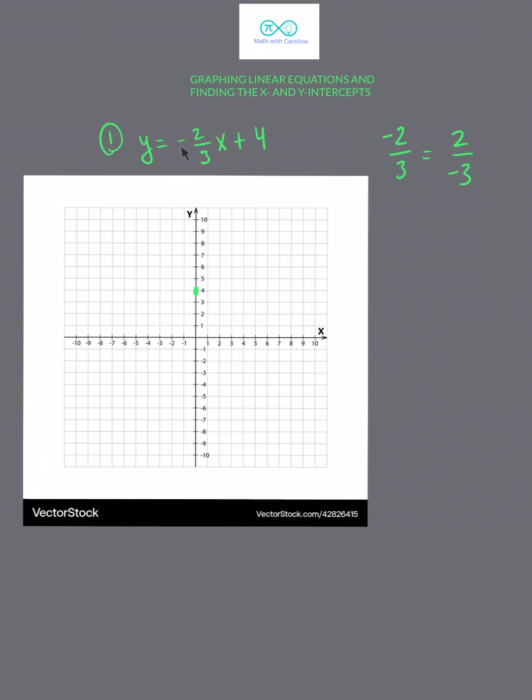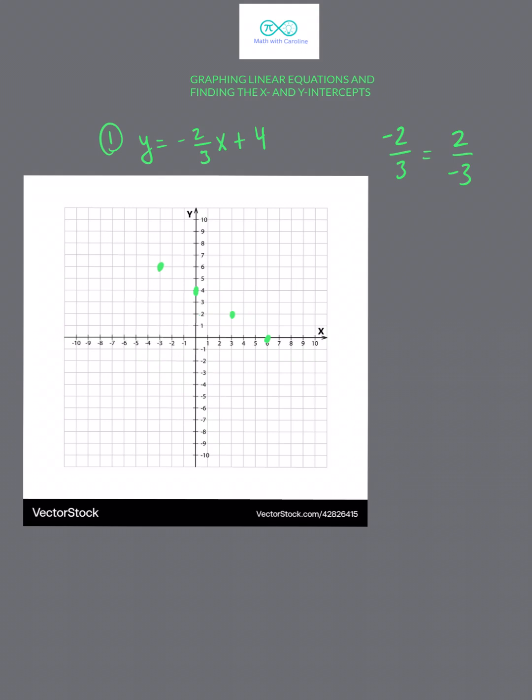So whenever you have a negative slope, you could either go down and then right, or you can go up and then left. So we'll go up 2 and left 3 for another point. And also from the y-intercept, we can also go down 2 and right 3. We can also go down 2 more and right 3 more.